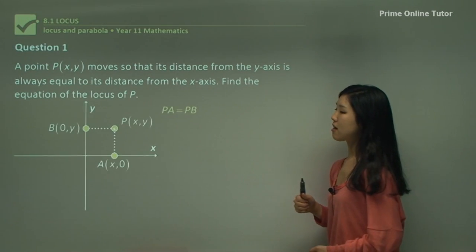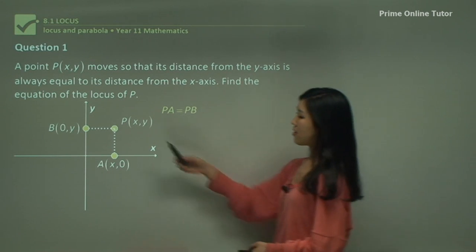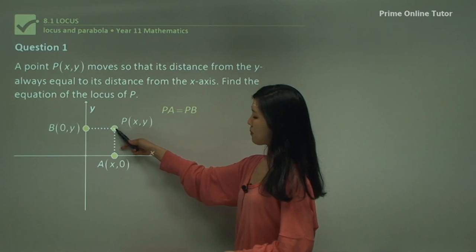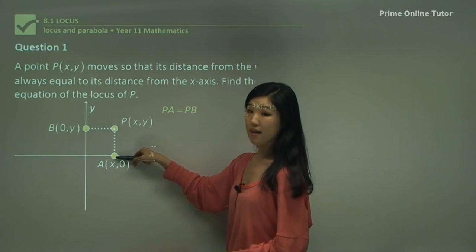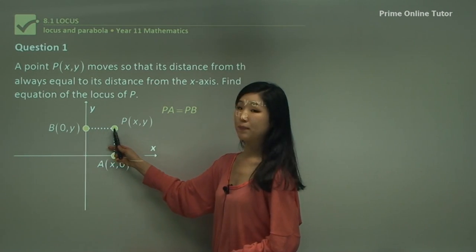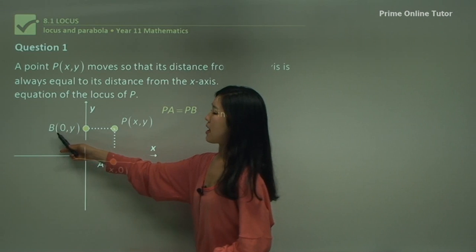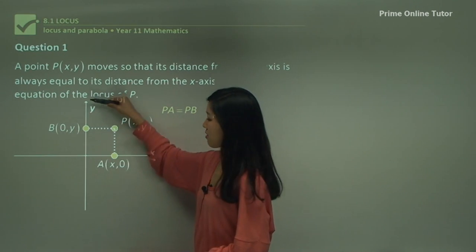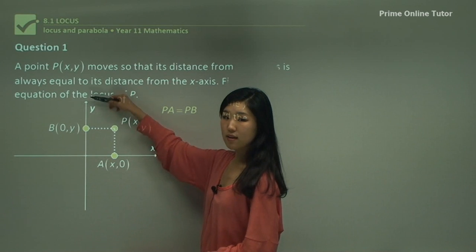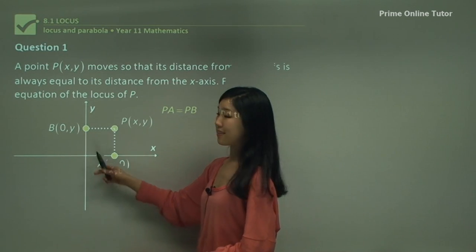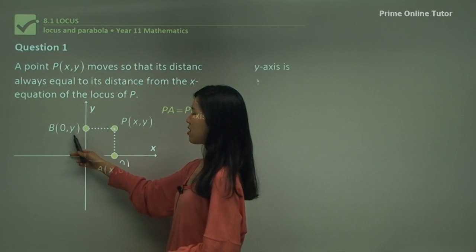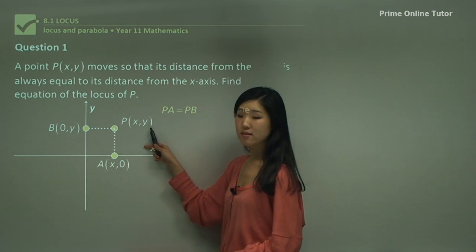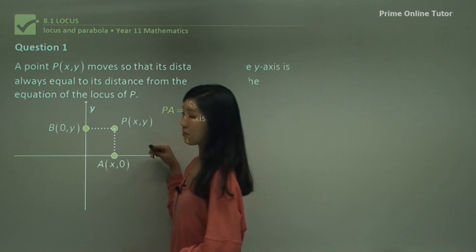If I draw a diagram, it's going to look something like this. This is P, and its distance from A is the same as its distance from B. Now the coordinates of B are going to be 0, y. I know that the x-coordinate is going to be 0 since it's any point on the y-axis. Any point on the y-axis, x is 0. We don't know what y is, so I'm just going to call it y. But this y is the same as this y, isn't it? Since they're horizontally on the same line.